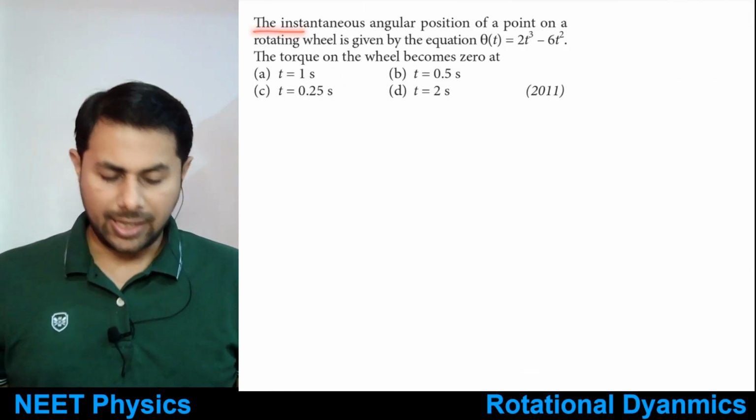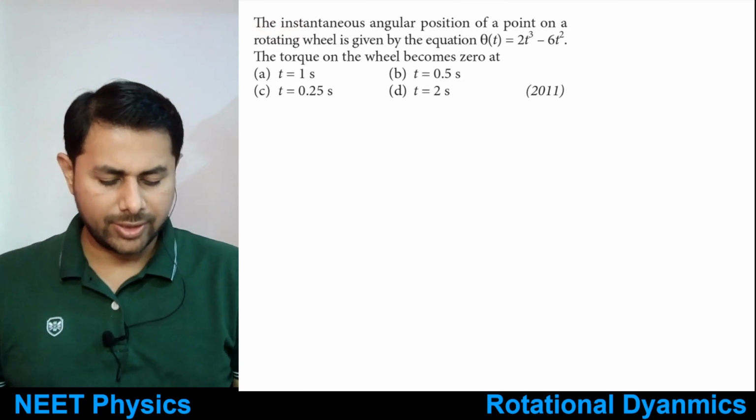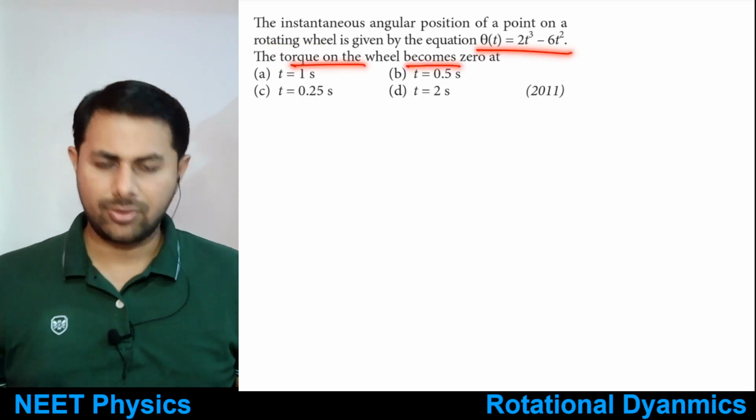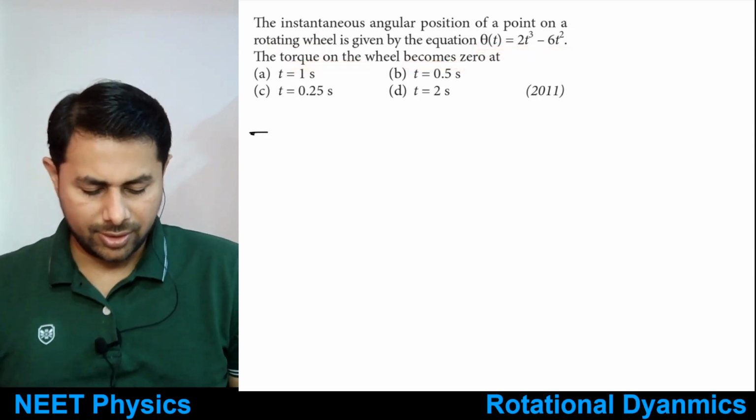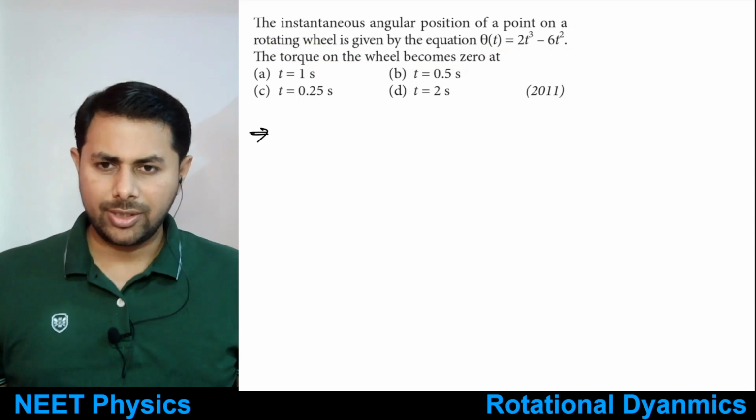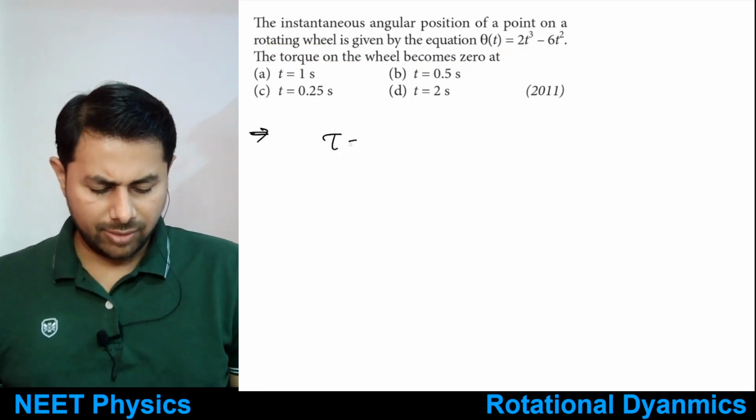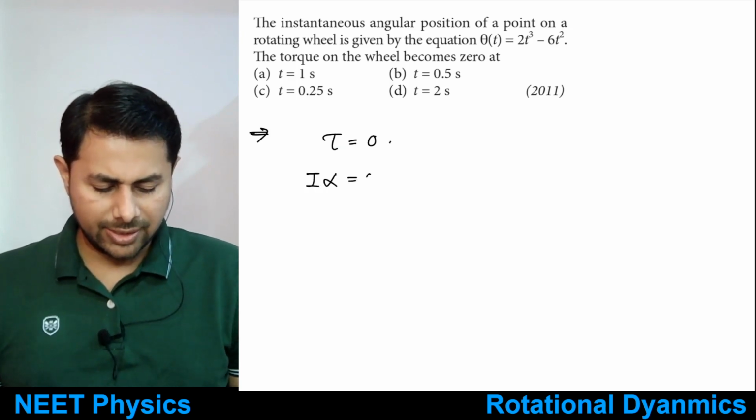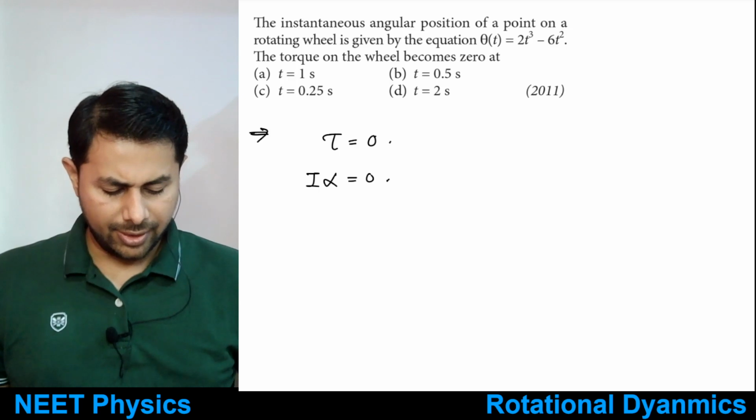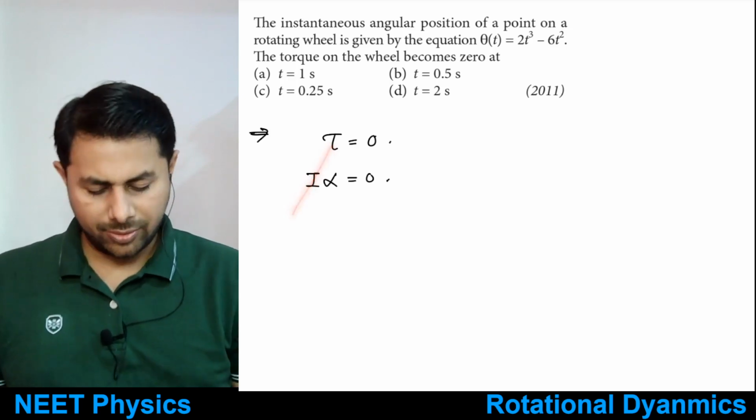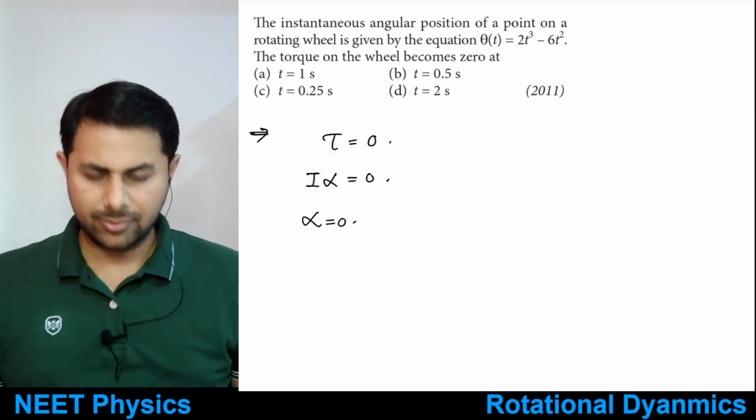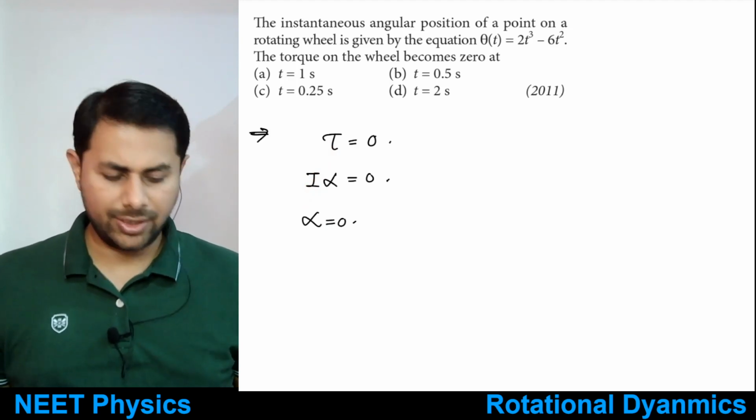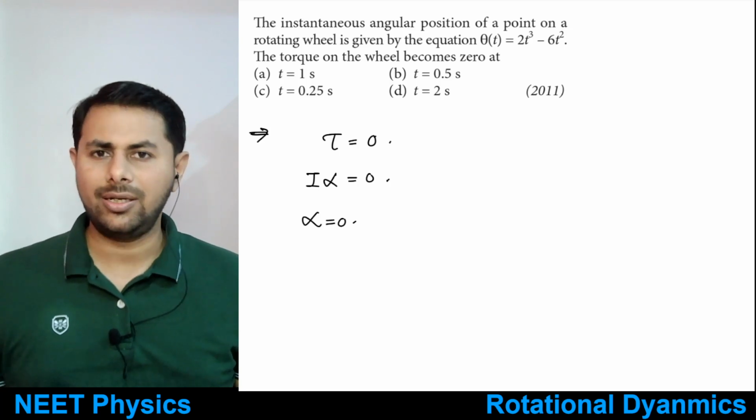The instantaneous angular position of a point on a rotating wheel is given by this thing. The torque on the wheel becomes 0 at. This is the question. So how do we solve this one? Torque becomes 0. Tau is equal to 0, means I alpha is equal to 0. But moment of inertia cannot be equal to 0, means alpha is 0. And what is alpha? It is angular acceleration. So just find out the angular acceleration, equate it to 0 and you will get the time.